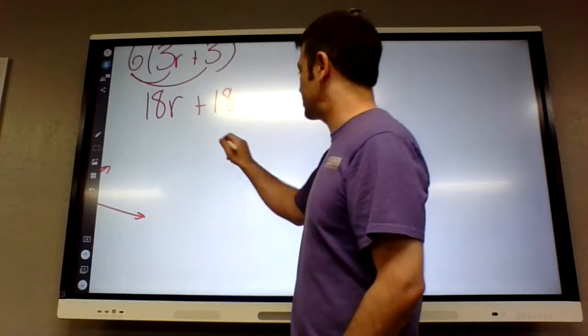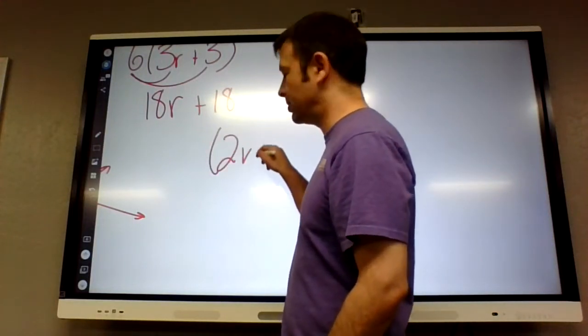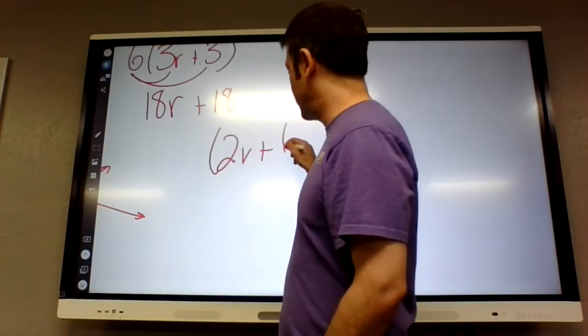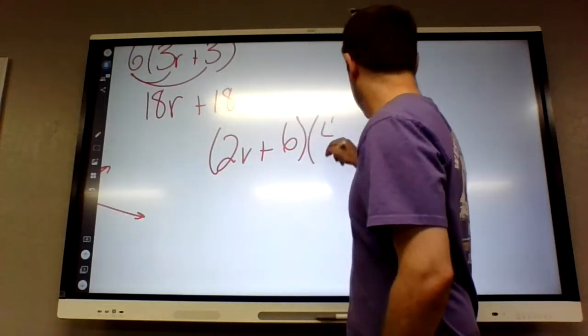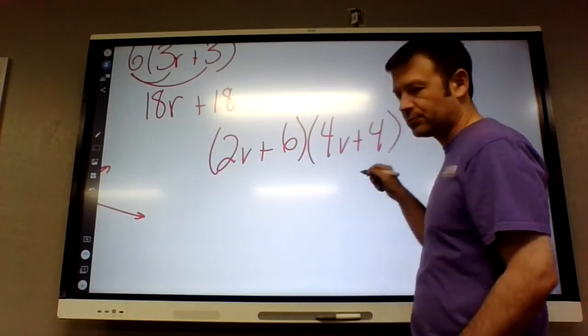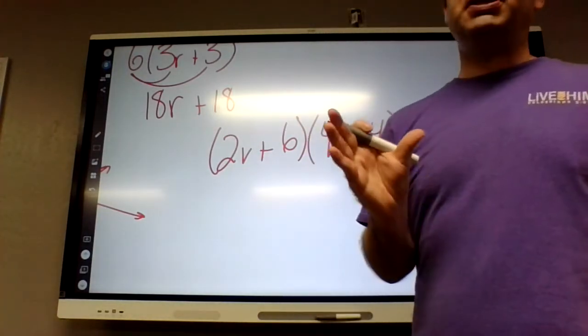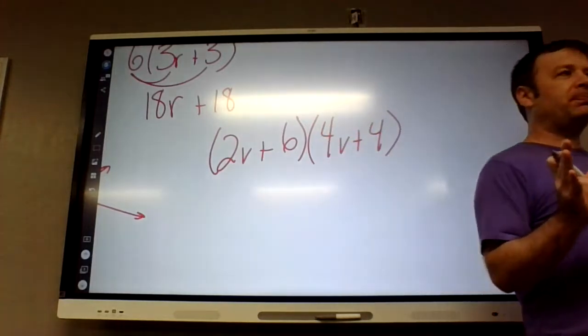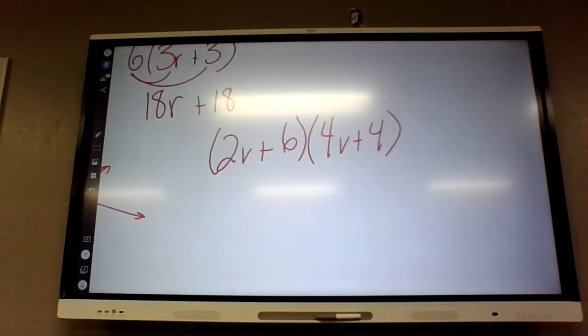Number 7, 2v plus 6. You have to do the FOIL. Yeah, this is a FOIL problem. You guys see what's different on these problems? There's 2 terms in each. You guys remember what a 2-term polynomial is called? It's called a binomial.